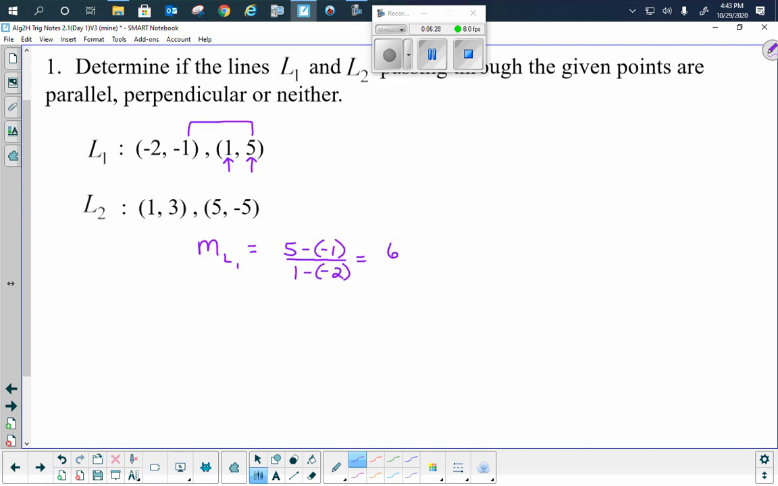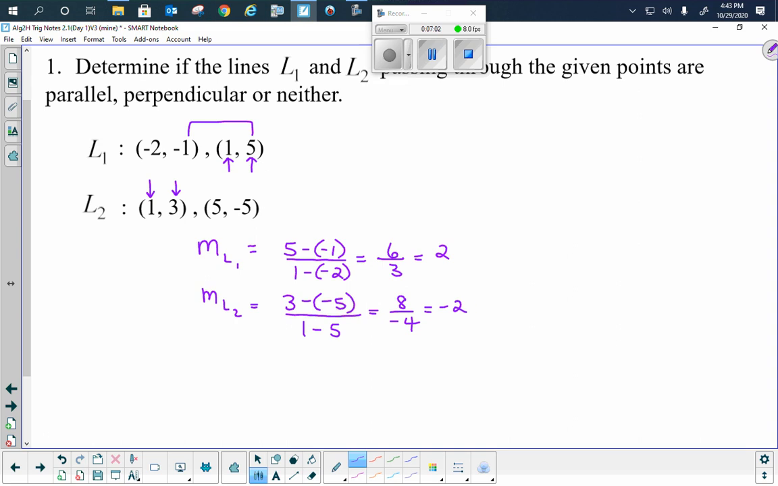All right, so that's going to give us what? 6/3, so 2 is our slope. And then our slope for line 2 would be 3 minus -5, if I'm just randomly picking a y. But again, since I picked this y first, then I have to pick this x first. So 3 minus -5, and then the x's would be 1 minus 5. All right, so it looks like I'm going to get 8 over -4, or -2.